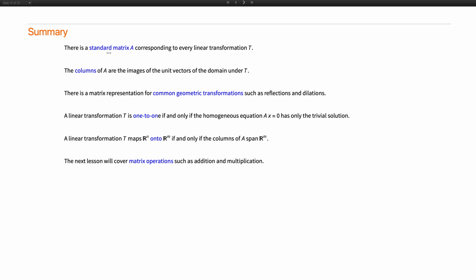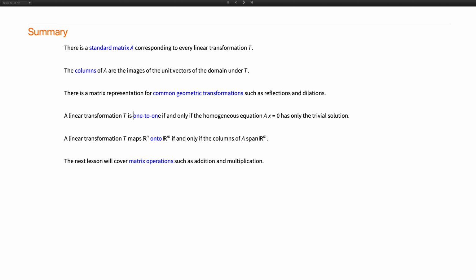Okay, so to summarize, there is a standard matrix A for any linear transformation T. And how do you find A? Well, the columns of A are the images of the unit vectors of the domain under T. So you form the matrix A by forming the columns. Now, given a common geometric transformation, such as a reflection or a dilation or a projection, you can find its matrix quite easily.